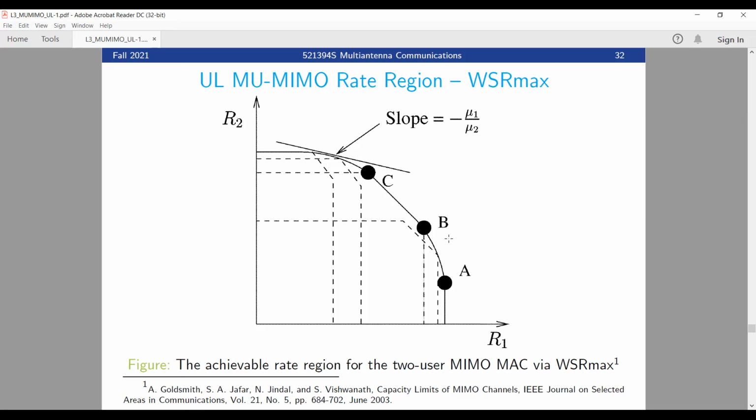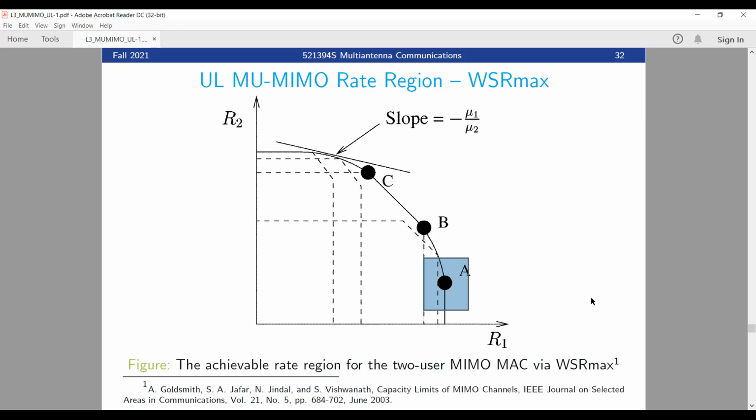This is quite an interesting point. How would you optimize the transmit covariance matrices for point A? You don't have to solve. My hint is that you don't have to solve the weighted sum rate function of this. How would you solve the transmit covariance matrices for point A?